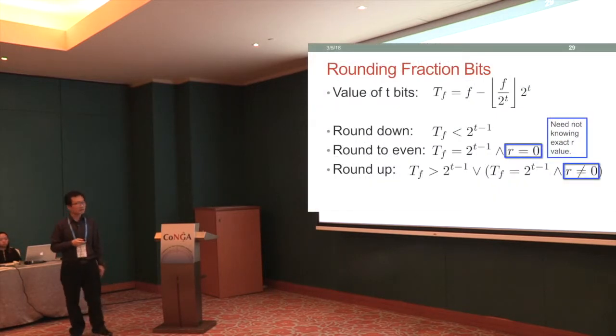Similarly, for rounding fraction bits, we use the comparison of 2 power t minus 1 and the value of the t bits. We can determine whether we should round down or round up or round to even. And we don't need to know the exact value of r here as well.